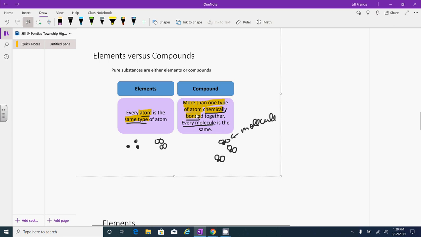A compound is more than one type of atom chemically bonded, so again they have to be shown connected together, and every molecule though is the same. So each one of these things is a molecule. They are each the same, even though the atoms that make up that molecule are not the same. So more than one type of atom bonded together, each molecule then is the same.